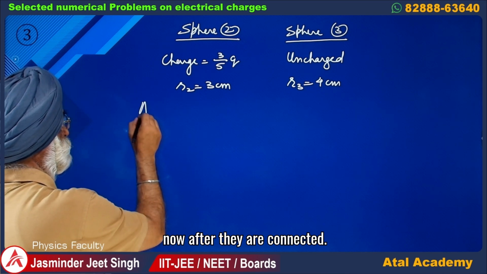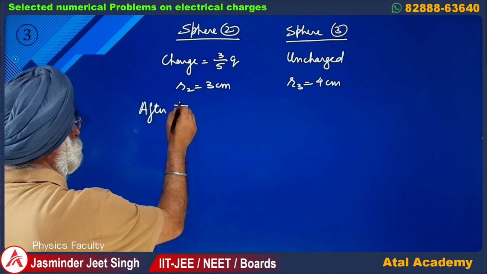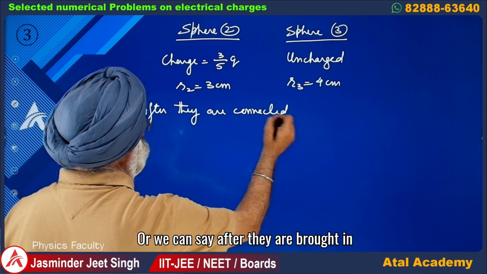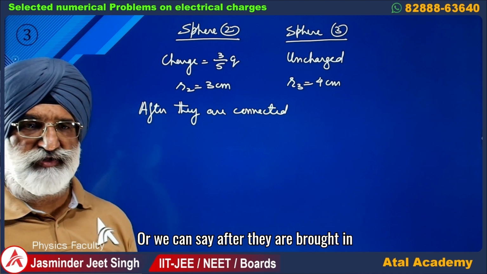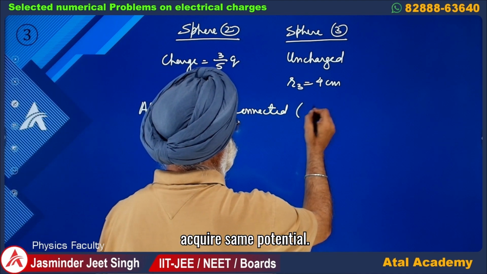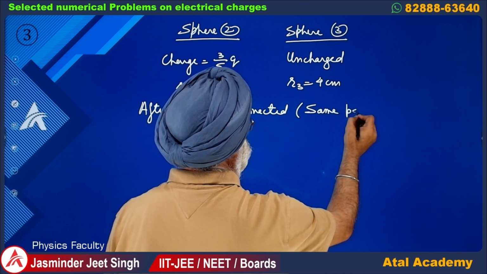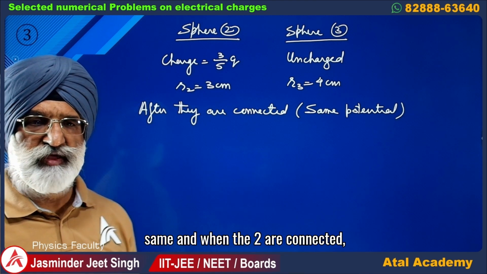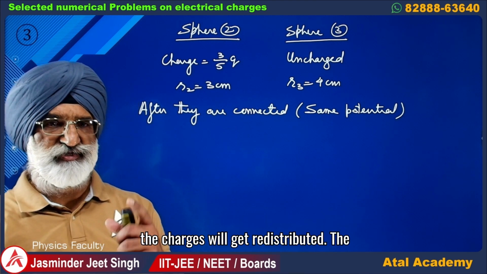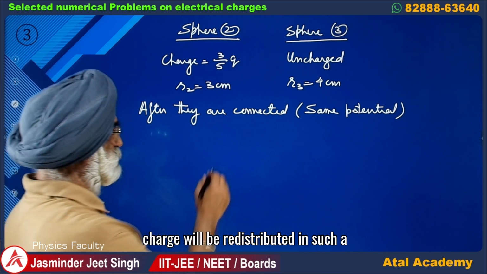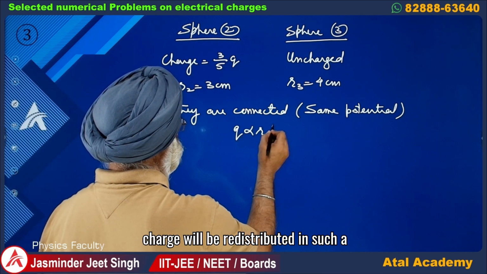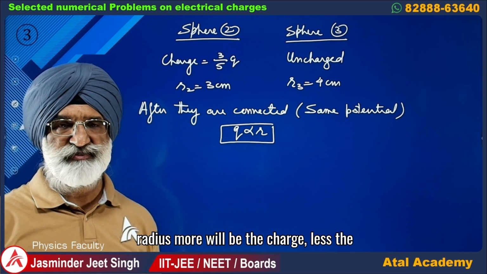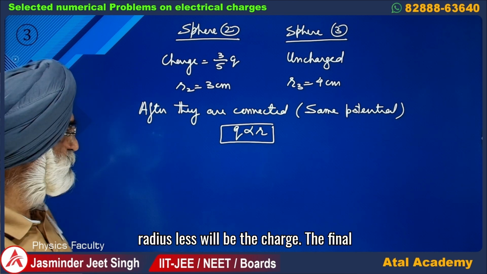Now after they are connected, or we can say after they are brought in contact with each other, they will acquire the same potential. The electrostatic potential will become the same, and when the two are connected, the charges will get redistributed. The charge will be redistributed in such a way that the final charge depends upon its radius. The more the radius, the more the charge; the less the radius, the less the charge.